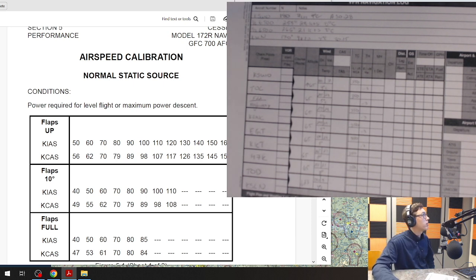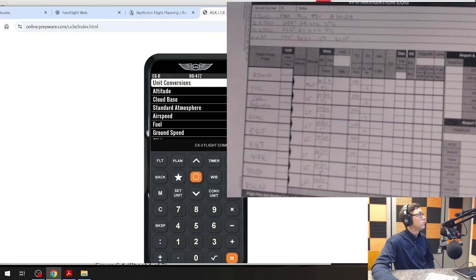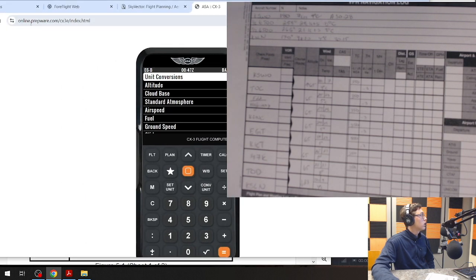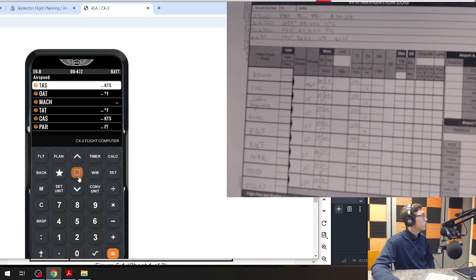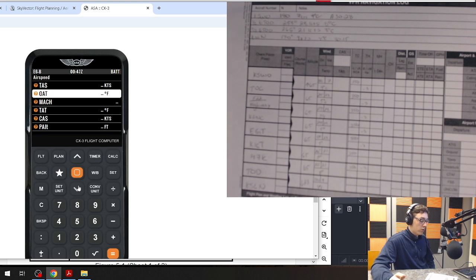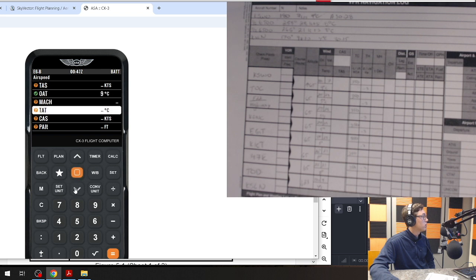Now, what do we do with that calibrated airspeed? Well, I have a trick for you. Let's go online and go to onlineprepware.com/TX3, and you guys are going to go and find that. We're going to be using our flight computer here to find out what our true airspeed is. We don't know what our outside air temperature is going to be. We're going to press the convert unit button to go into Celsius, and we note that it's 9 degrees Celsius. Let's put that in. What was our calibrated airspeed? Our calibrated airspeed was 77 knots.